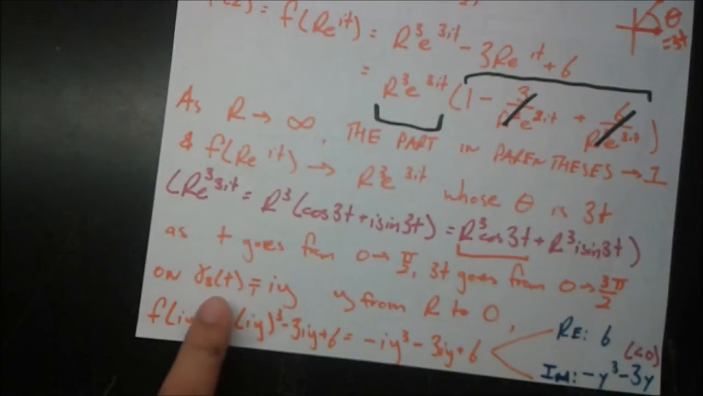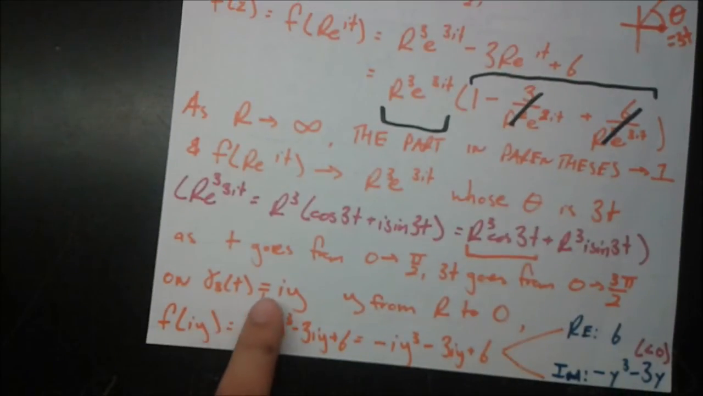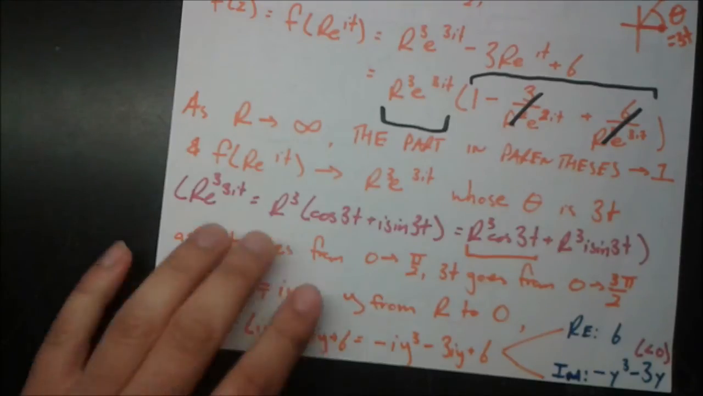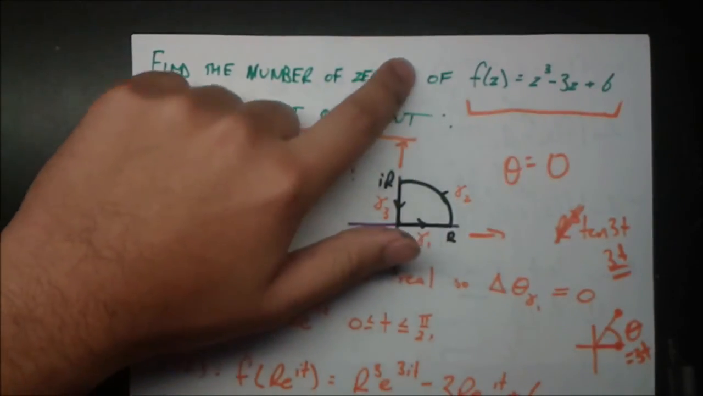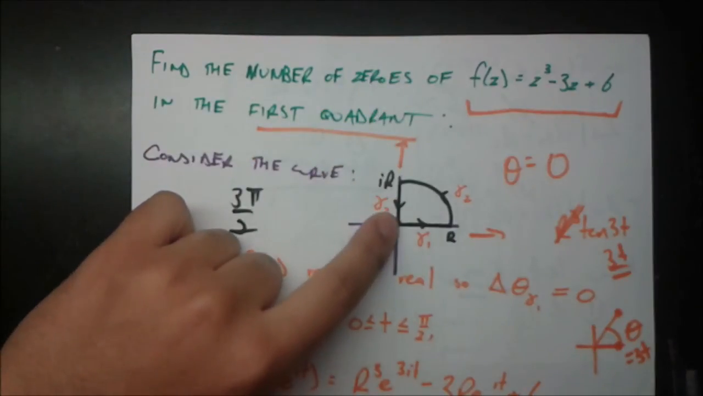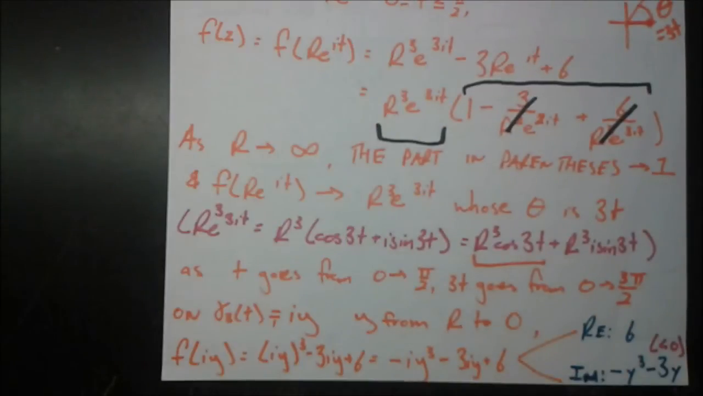Okay, so on gamma 3 of t, gamma 3 of t is what? It equals iy, where you can plug in real values for y. So first y is really, really big, right? It's up here somewhere. Then y gets small, small, small, and goes to 0. That's exactly what gamma 3 is. So we say our y goes from r to 0.